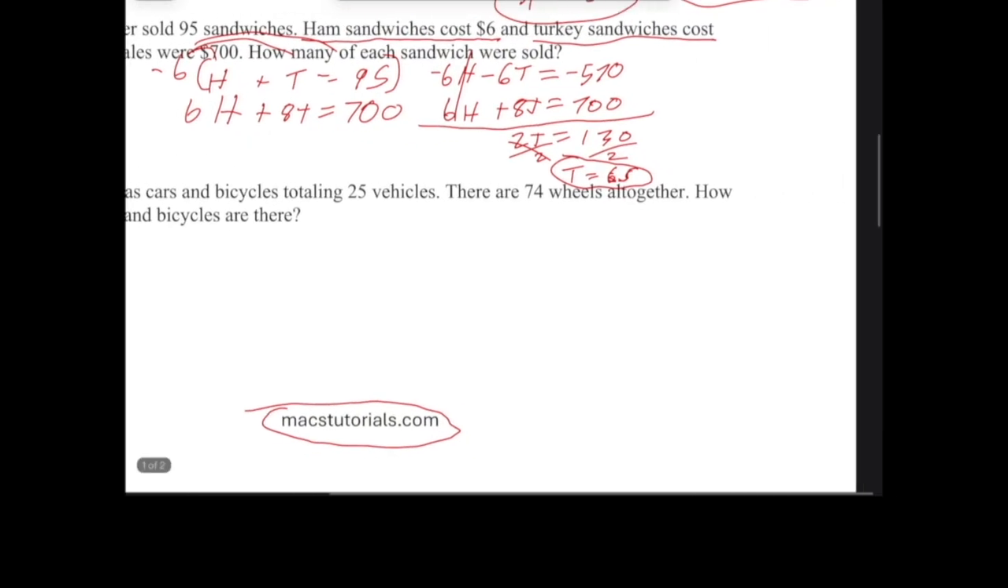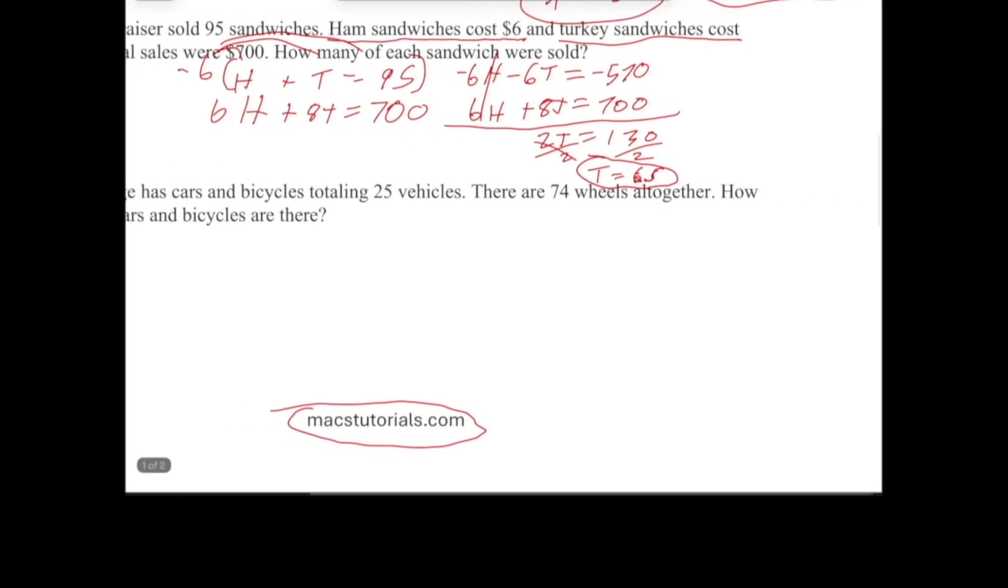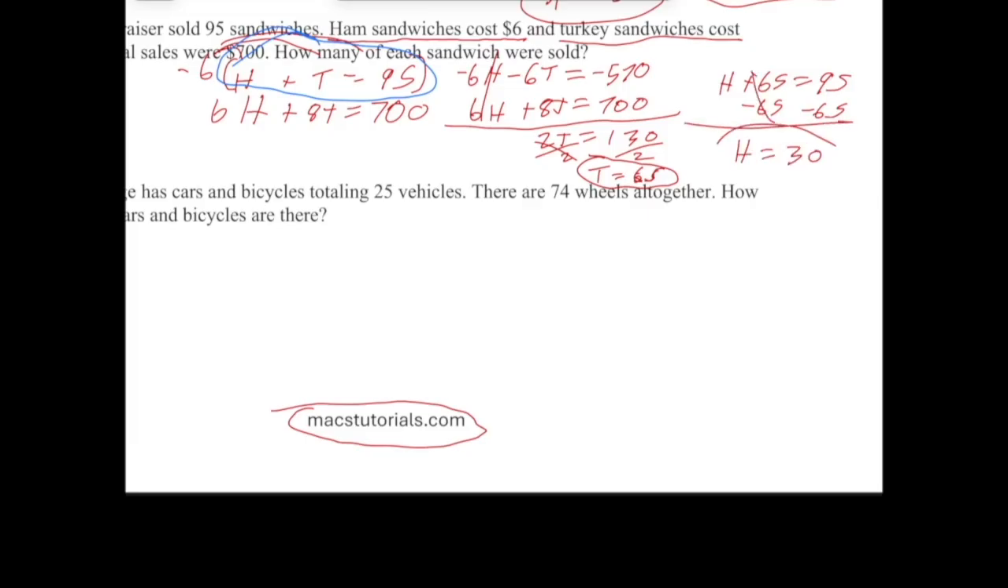Now I'm going to go over here. Now look over here. That right there was the original. That's what I'm going to put it into. So instead of t, I'm going to write 65. So h plus 65 is going to equal 95. I'm going to subtract 65 from each side. Boom, die. And my ham sandwiches are going to equal 30. All right, so 30 ham sandwiches, 65 turkey sandwiches.